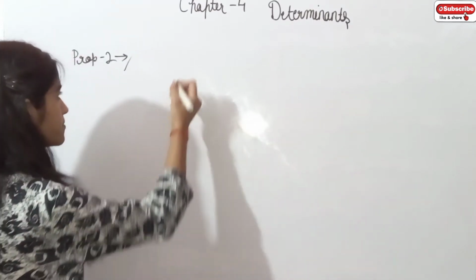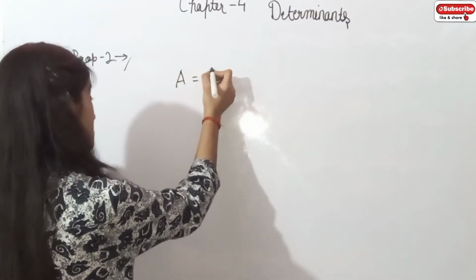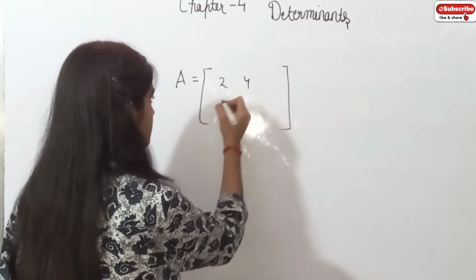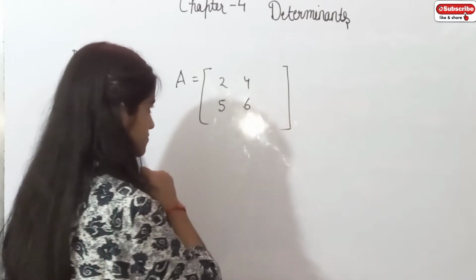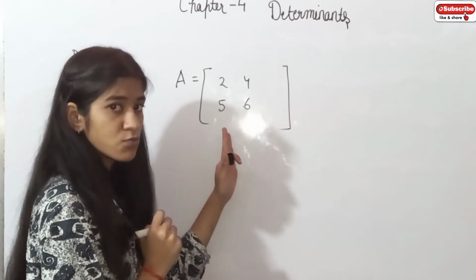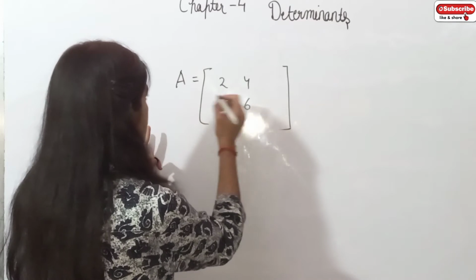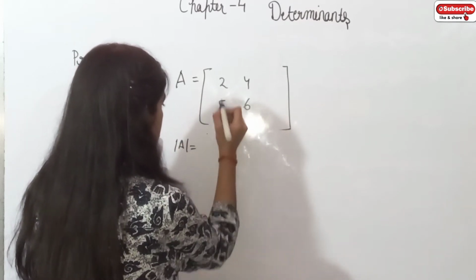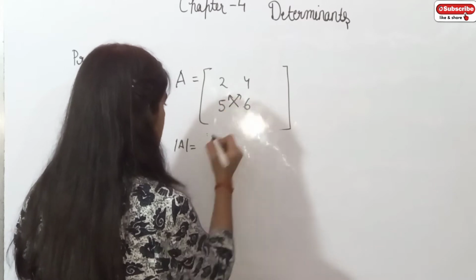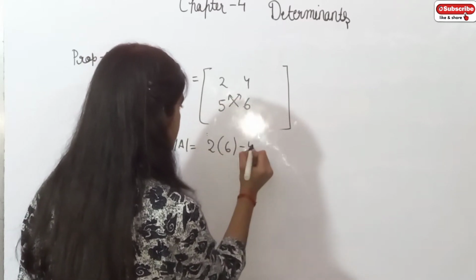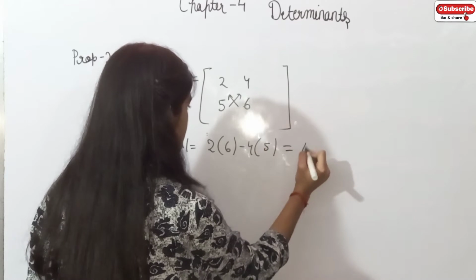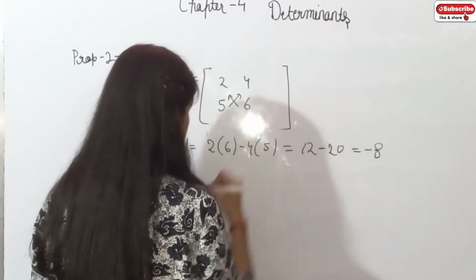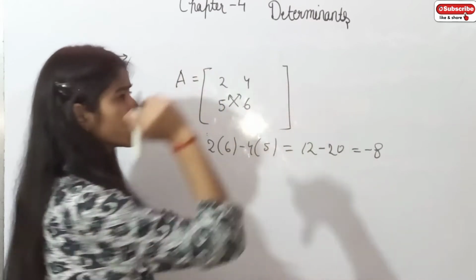Suppose take example A: 2 4 5 6. This is the value. So the determinant of A is, cross multiply this, 2 into 6 minus 4 into 5. 2 6s are 12 minus 5 4s are 20 and we get minus 8. Now exchange any two rows or any two columns.